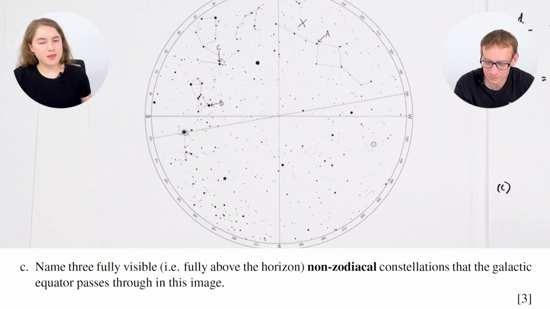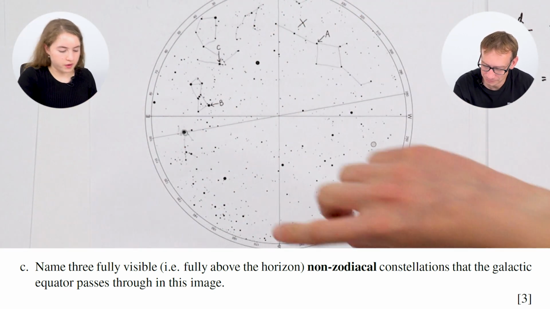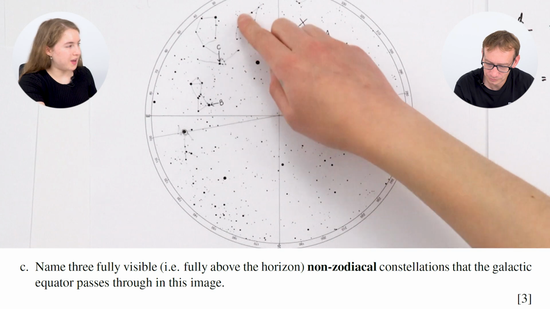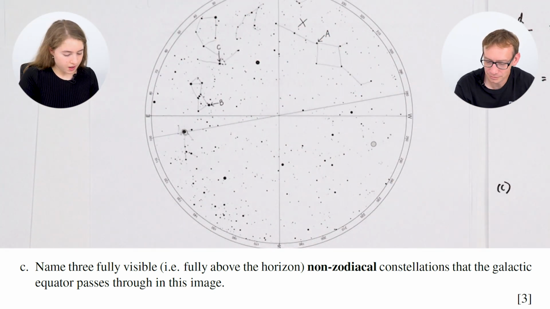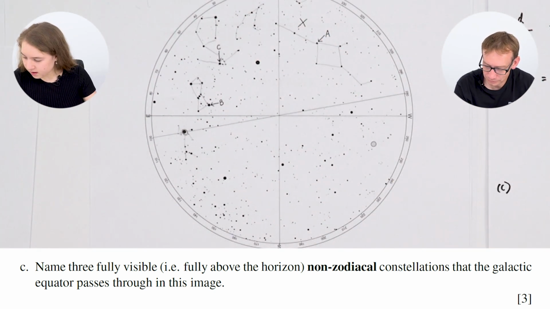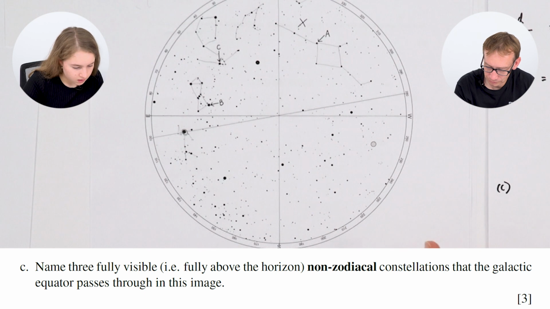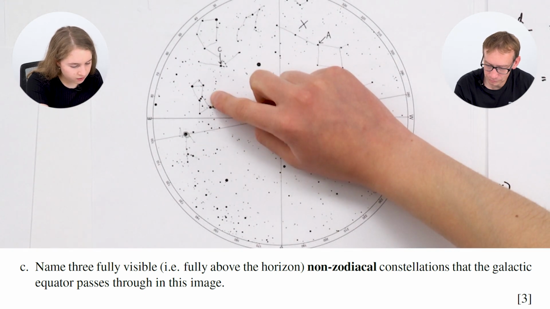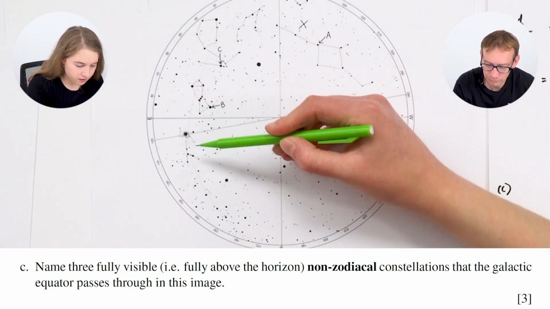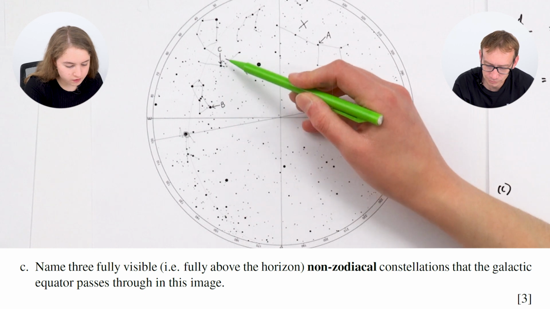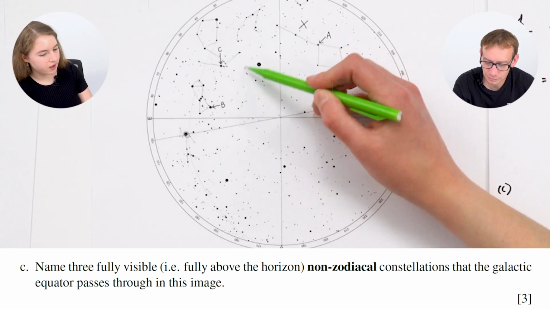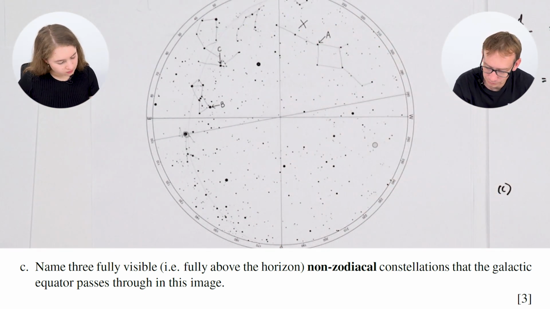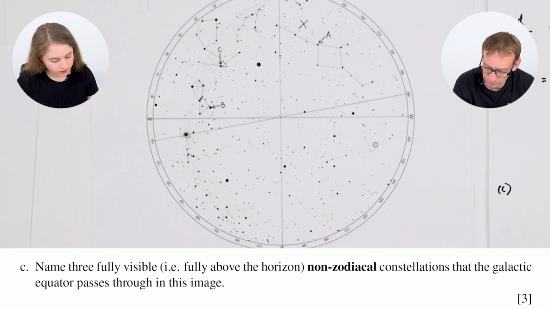So suppose we've forgotten where the galactic equator is. We know that these constellations here are probably going to be on it. So we have a look at this, and we say, well, Orion's on the galactic equator. And we can see that Canis Major, Orion, Taurus, and Perseus seem to be on that line there. However, they wanted three fully visible non-zodiacal constellations.